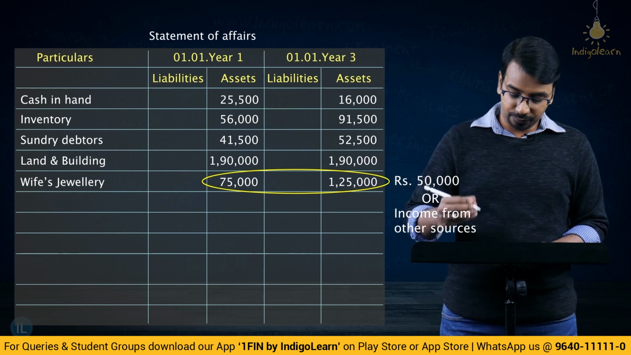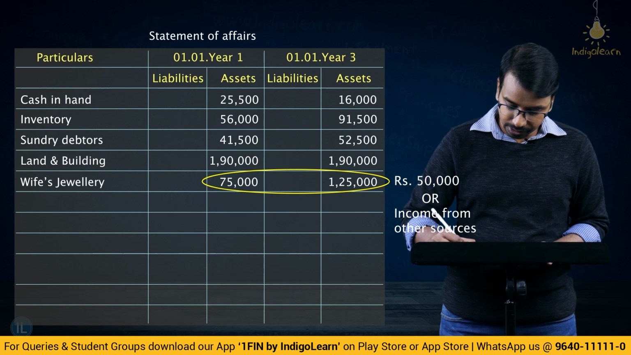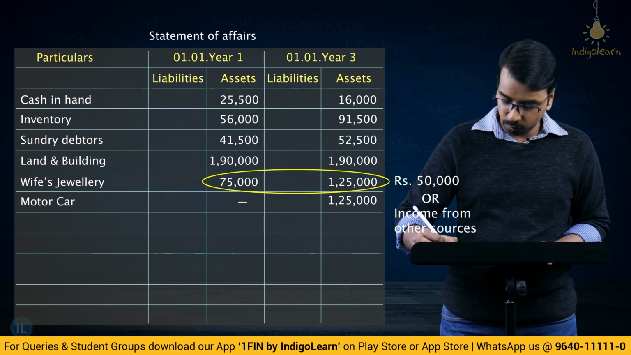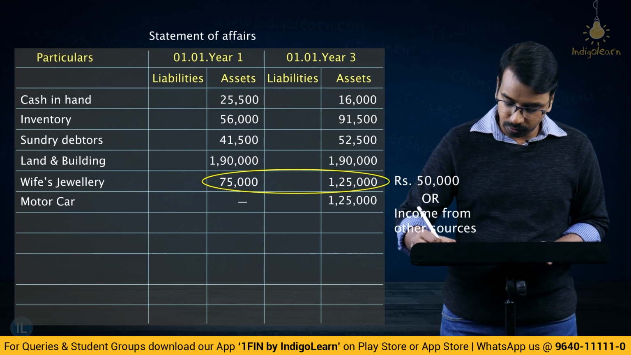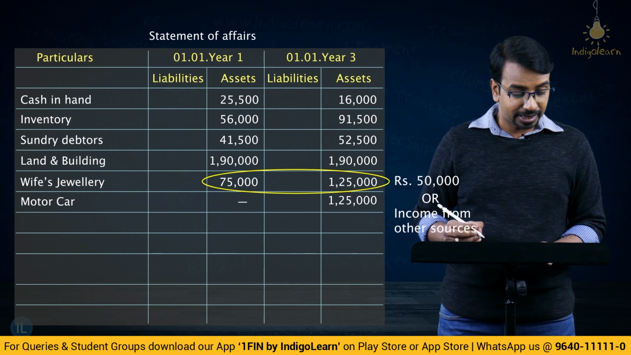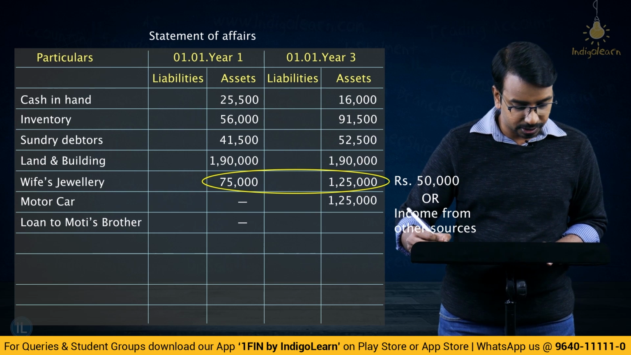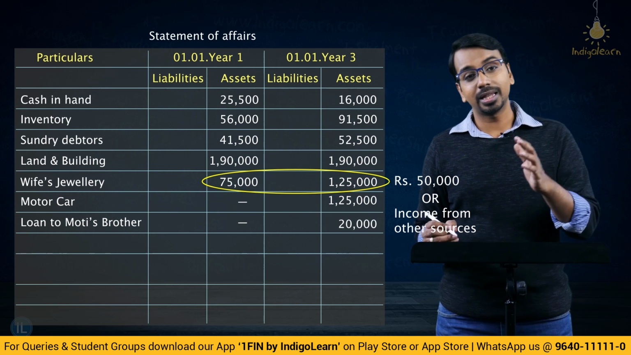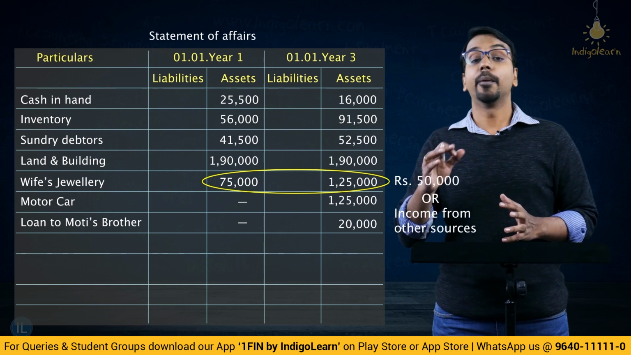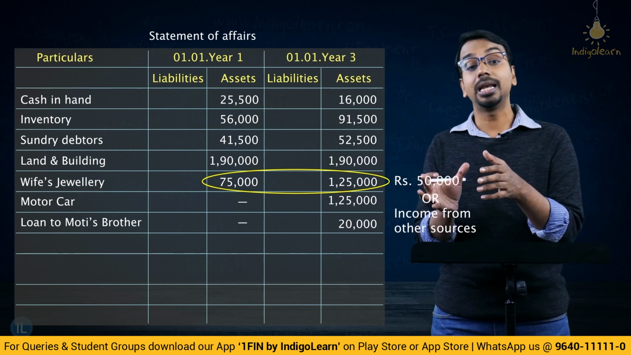Then next year, if you see, there was a motor car purchased, so you have a motor car. First year there was no motor car, second year the motor car was worth 1,25,000. Then second year there was also a loan to brother, which is given to be at 20,000. So, these are all the assets of Mr. Moti, business as well as personal total assets.